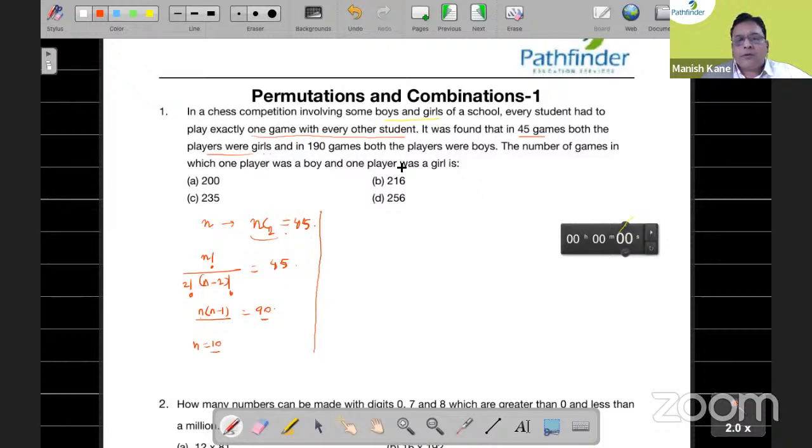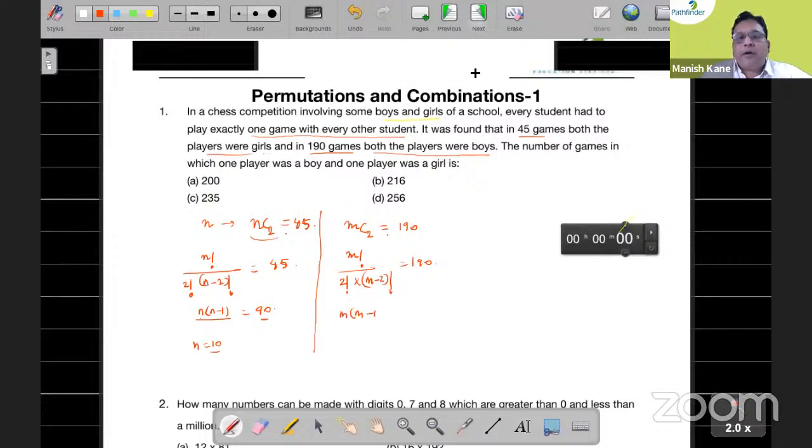What about boys? In 190 games, both the players were boys. So if there are m boys, again, there must be MC2 games, correct? If there are MC2 games, it implies MC2 must be equal to 190. Because again, all possible pairs of two players must be involved. So we have m factorial upon 2 factorial into m minus 2 factorial. This is equal to 190.